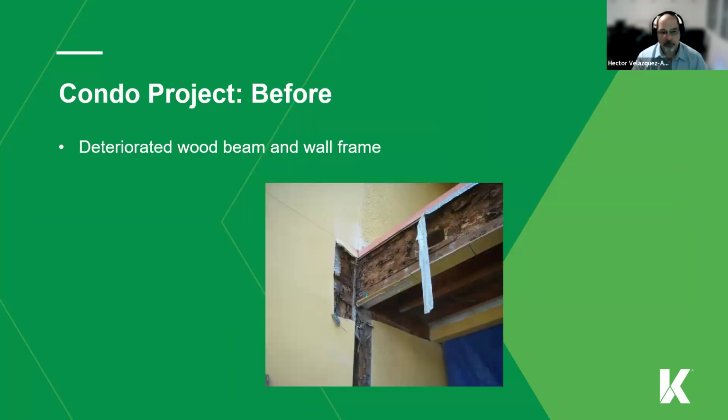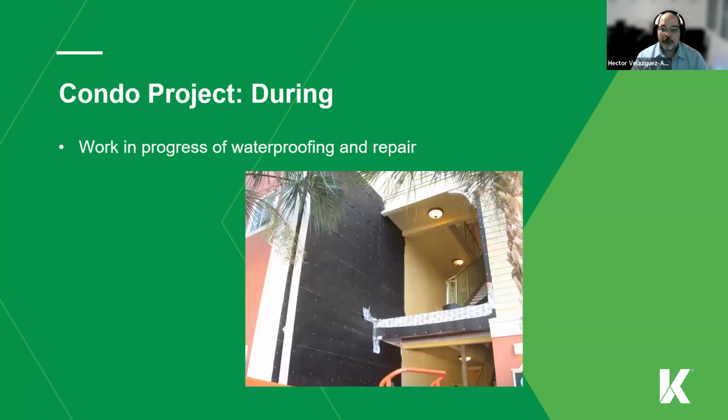Condo projects, before. This is a deteriorated wood beam and wall frame. This is what the infrared camera pictures that you saw looked like. What typically would happen if you open it up, you were going to see the beam at the end that is already damaged with water and already deteriorated to the point that it probably needs replacement. You have to fix it, replace it, and you've got to waterproof the whole system all over again.